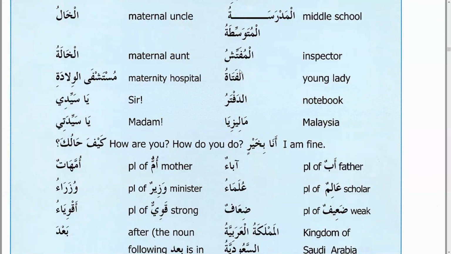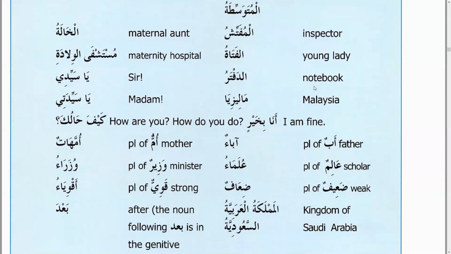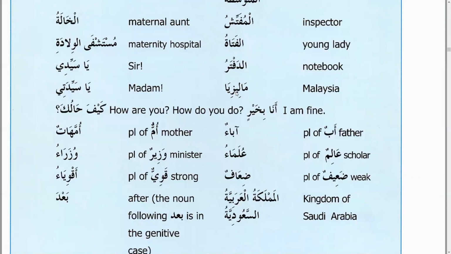Right. Even now we can memorize, alhamdulillah, no problem. But the effort should be more on understanding the concepts, the rules. Al-Mufattish, the inspector. Al-Fatatu, young lady. Ad-Daftaru, notebook.